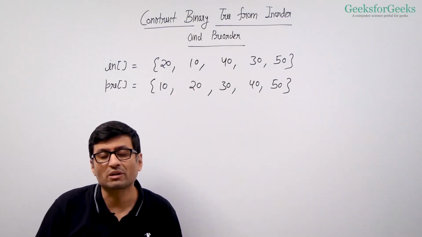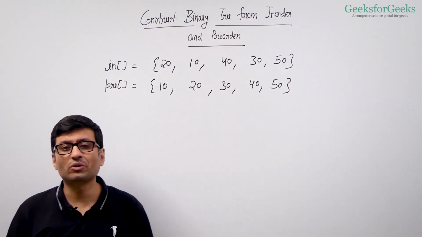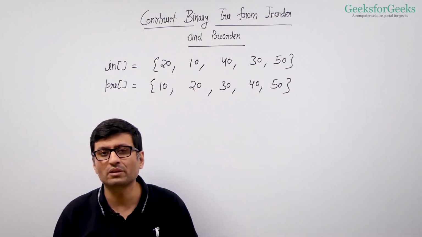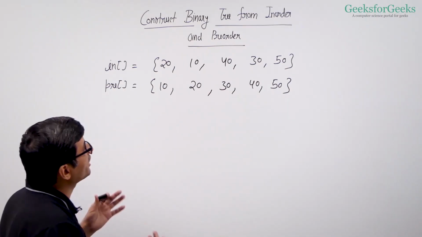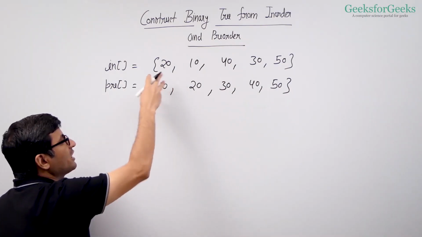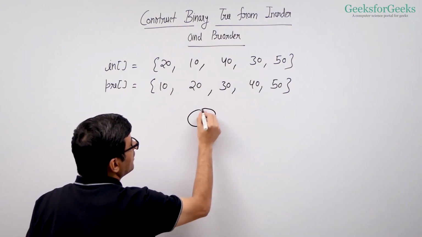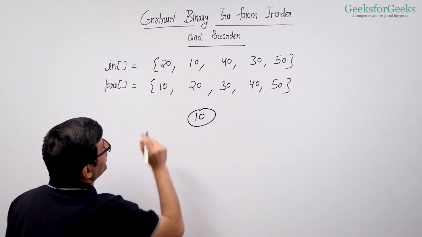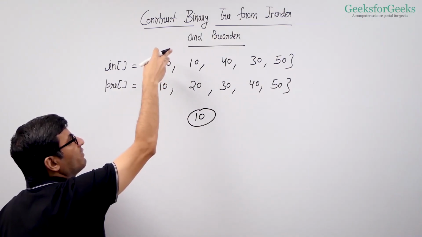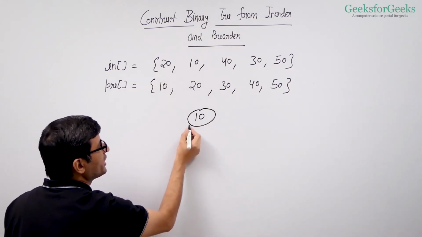Here is one more example for you. Please pause this video and construct the tree for this example. Let us now construct the tree. From pre-order traversal, we know 10 is the root. Now what is going to be on the left side of this 10? There is only one item on the left side, so we know 20 is on the left side.